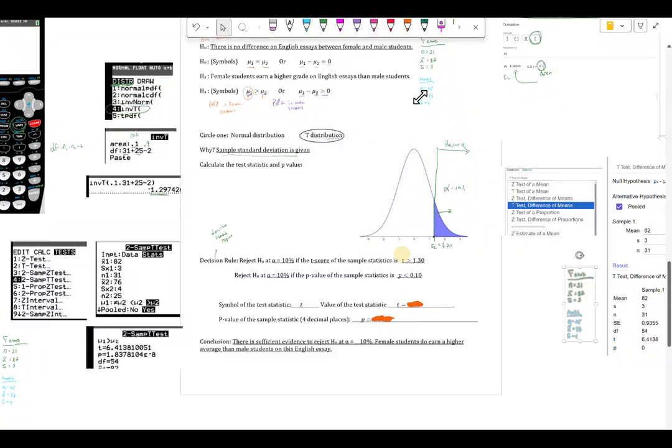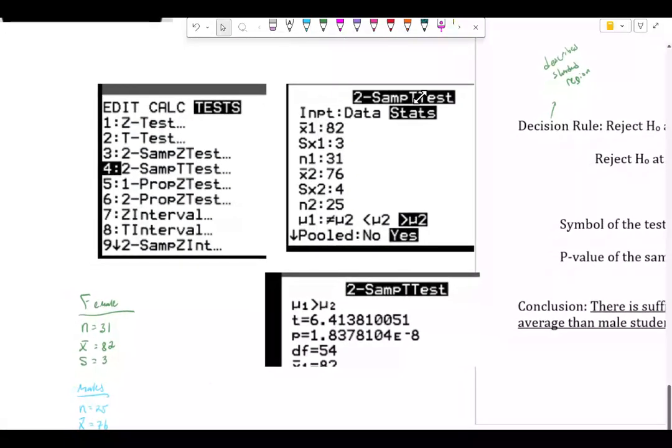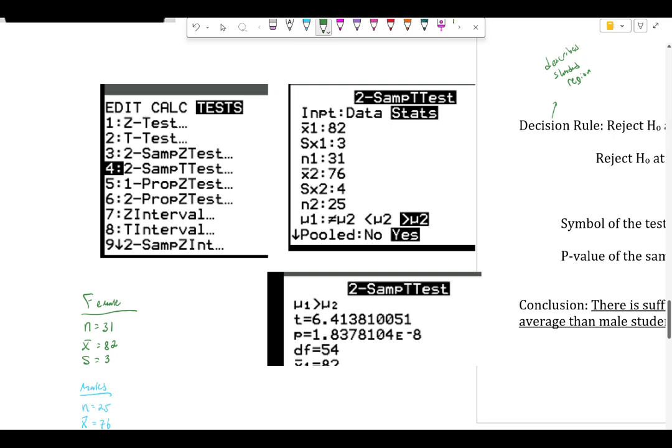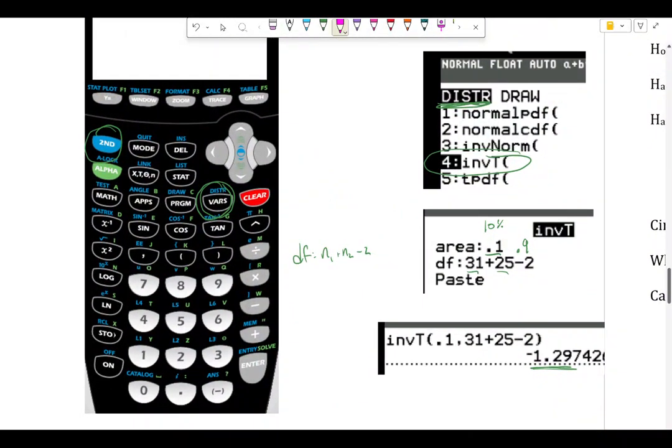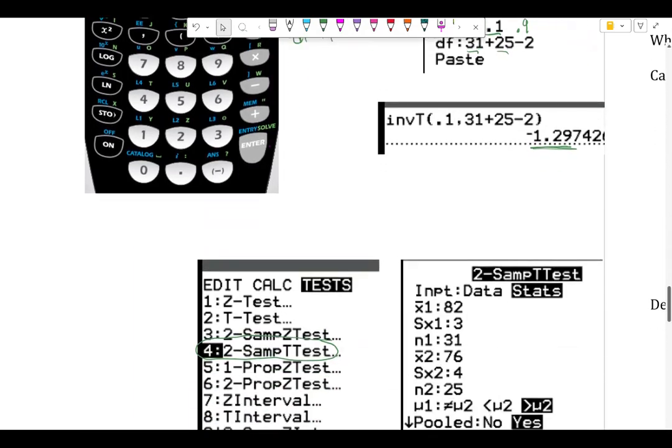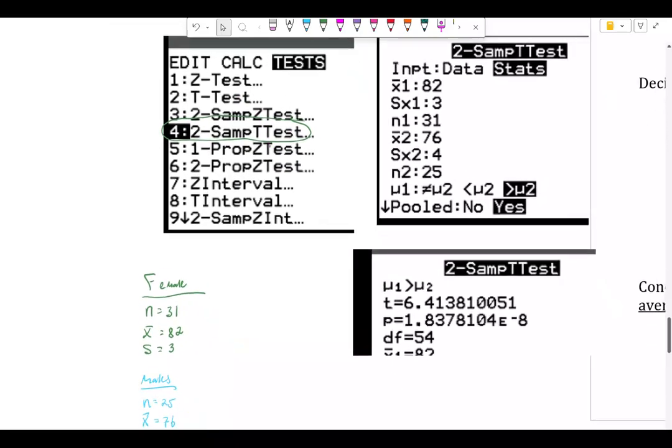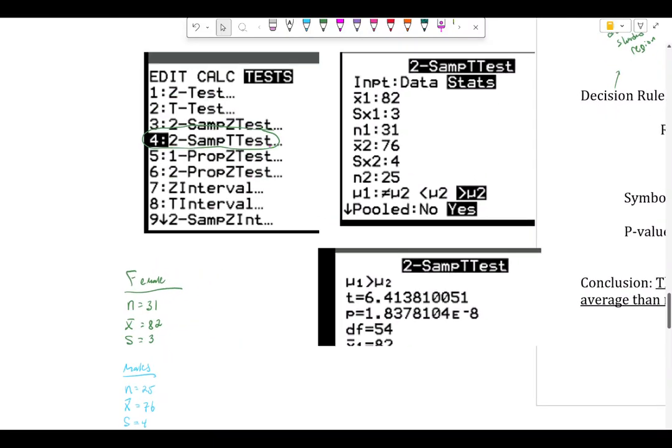All right, so we are going to have to use the two-sample t-test because we are doing a t-distribution test for two different samples. Really quickly, to get to that, we would select stat, and then use the right arrow twice to bring up tests, and then go down to number 4. Just make sure everything's on the screen.